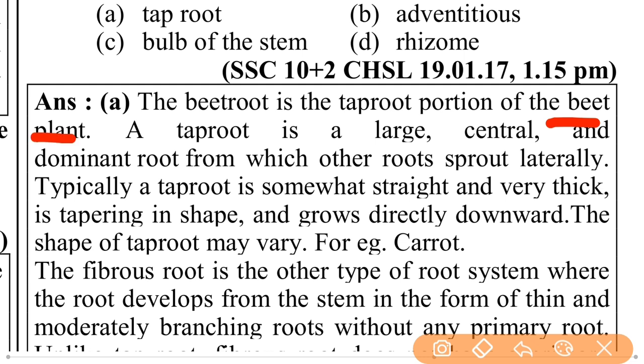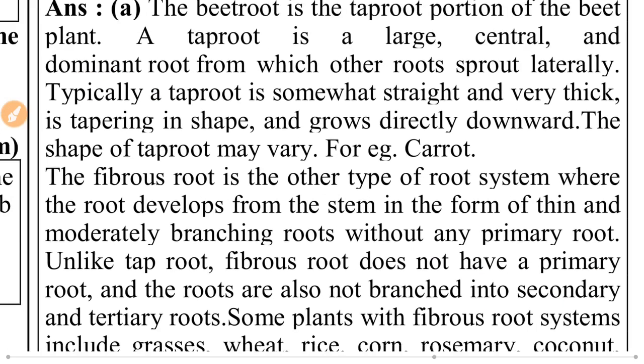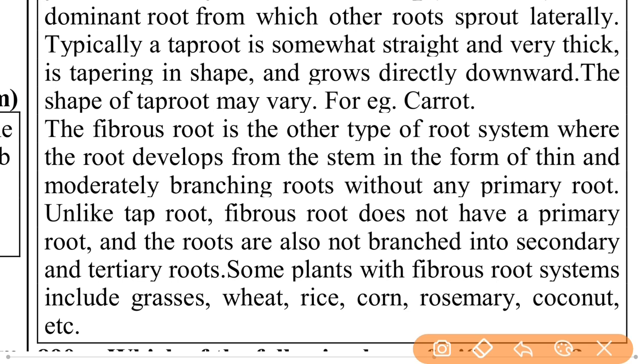A taproot is a large central and dominant root from which other roots sprout laterally. Typically, a taproot is somewhat straight and very thick, tapering in shape, and grows directly downward. The shape of taproot may vary, for example, carrot.